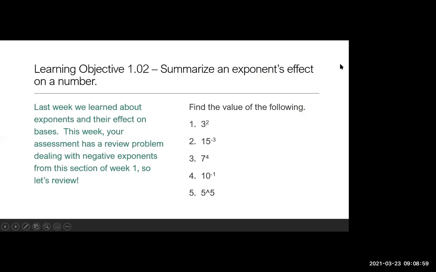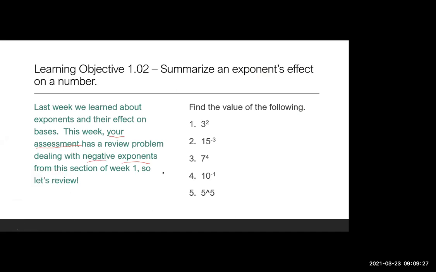Okay, so let's take a look at learning objective 1. This actually is a repeat of a learning objective from last week. So let's do a little bit of review, because there is a problem this week on your assessment that has to do with a negative exponent. So I want to make sure that we understand and have a good review.